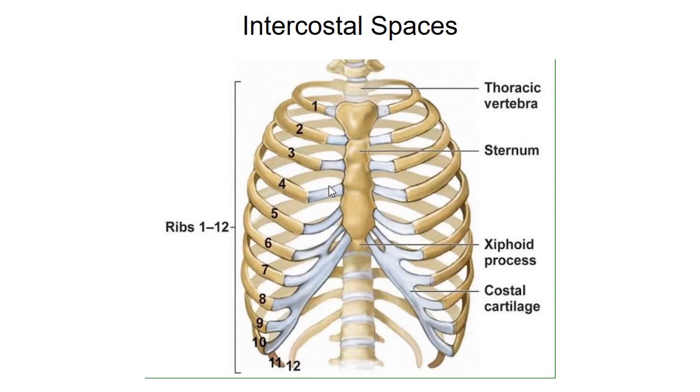As we have 12 ribs on each side of the midline, we have 11 intercostal spaces. The space below the 12th rib is termed the subcostal space. It is not known as an intercostal space because it does not lie between two ribs. It lies just below the 12th rib, so it is known as the subcostal space. And the nerve which runs in the subcostal space, which is the T12 spinal nerve, is known as the subcostal nerve.